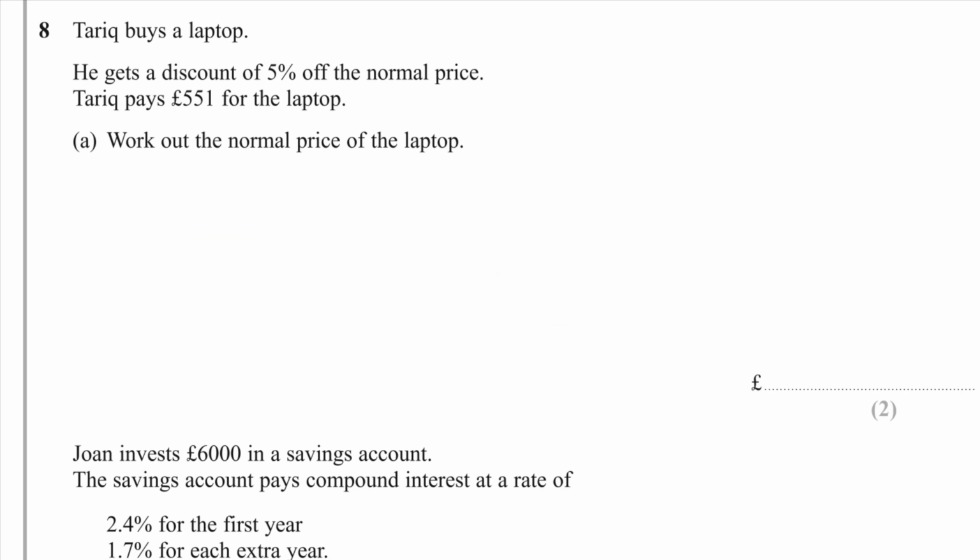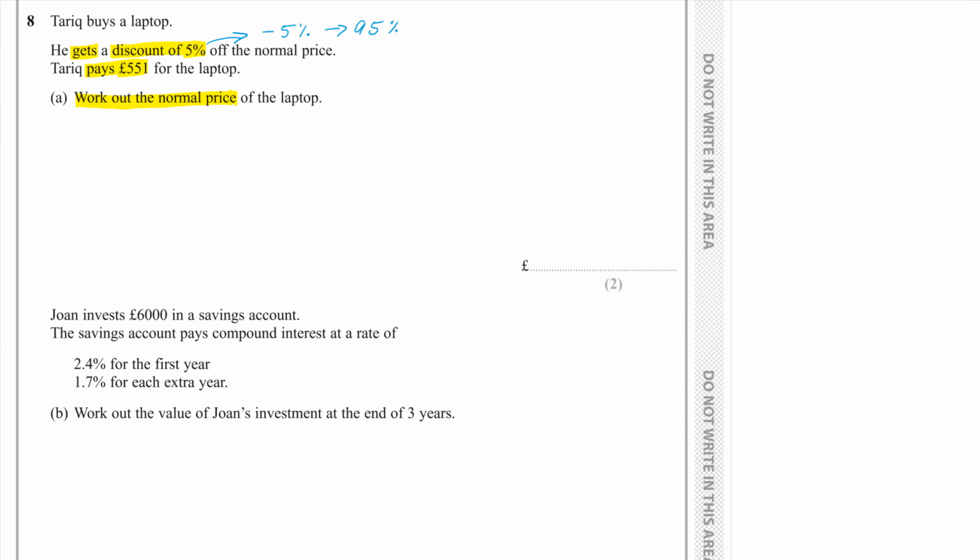Question 8. Tariq buys a laptop. He gets a discount of 5% off the normal price. Tariq pays £551 for the laptop. Work out the normal price of the laptop. A discount of 5% means a reduction of 5%. This represents 95% of the original amount.